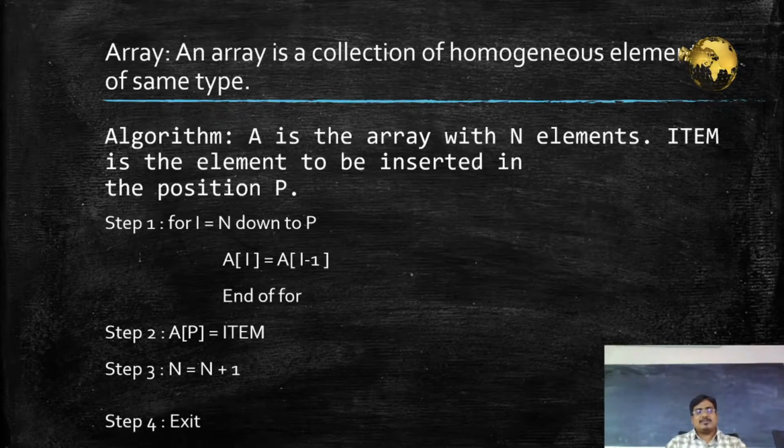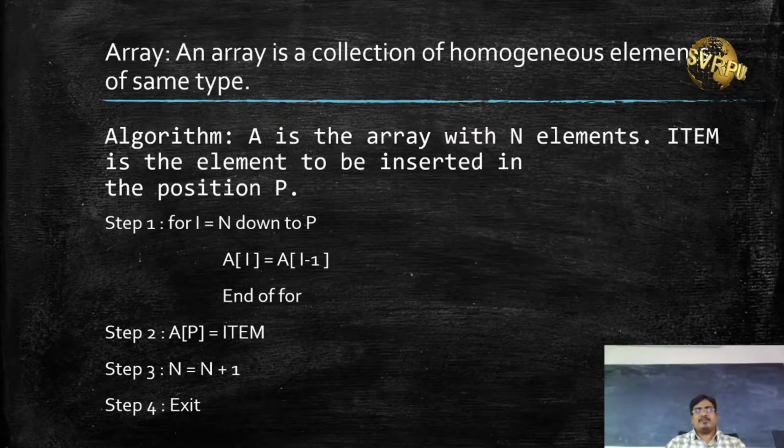So you can see in step 3 the statement n is equal to n plus 1 is given, because whenever I insert an element, automatically my array size should increase. That's why we have used the statement n is equal to n plus 1. For example, if I have only 5 students in a class and I add one more student, my total number n increases by n plus 1. This is how the logic works.